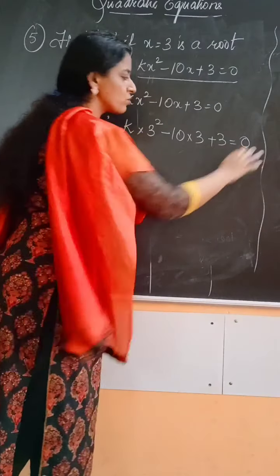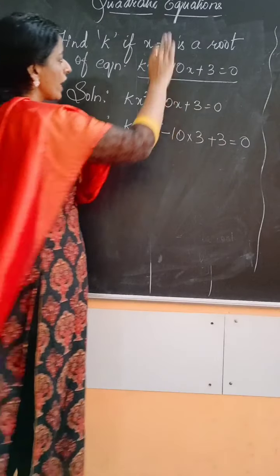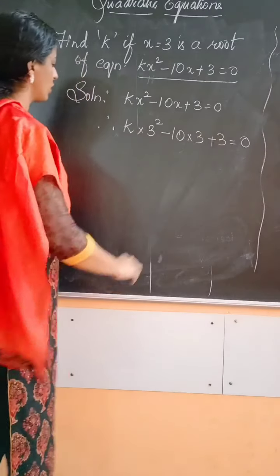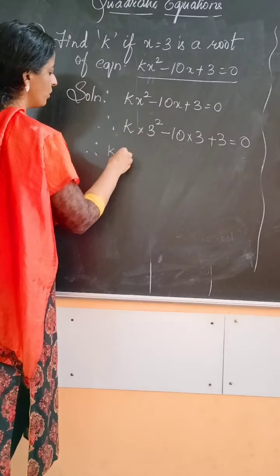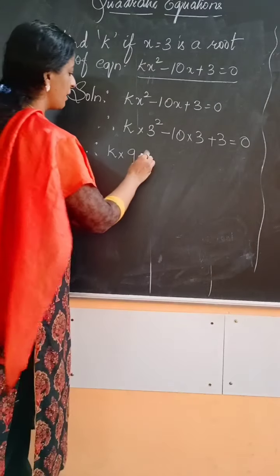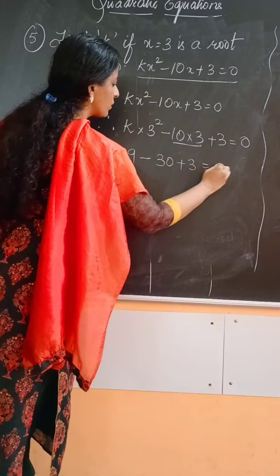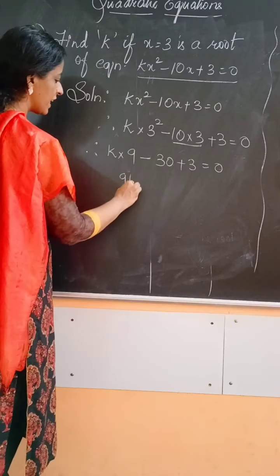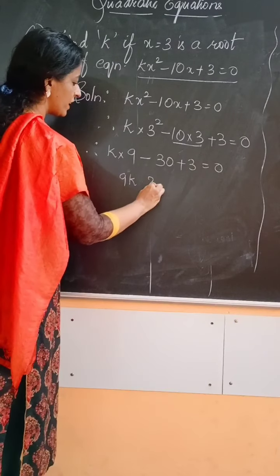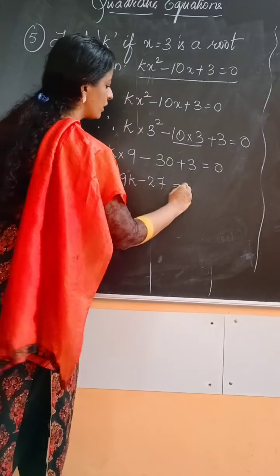Here you can put equal to 0 because it is given in the question that x equal to 3 is a root. So if it is a root, then it satisfies the equation. Let us solve. k into 3 square, 3 square is 9, minus 10 threes are 30, plus 3 equal to 0. So this will be 9k minus 30 plus 3, which is minus 27, since 30 is the bigger number, so minus sign, equal to 0.